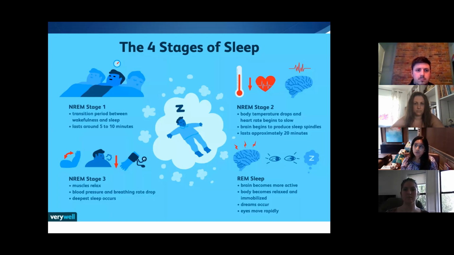Now, to go through this entire cycle of sleep in an adult can take between 90 to 120 minutes, right? So 1.5 to 2 hours. And then you have a couple of those all through the night, okay? But that's gonna look different for children.